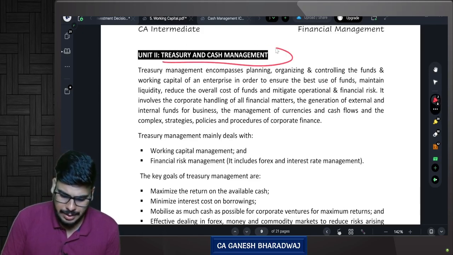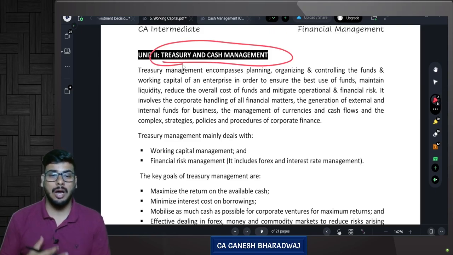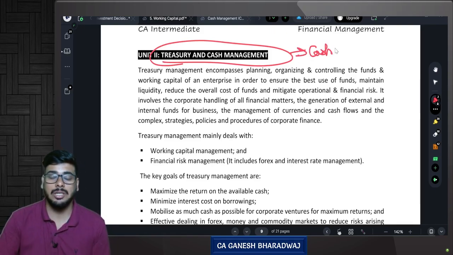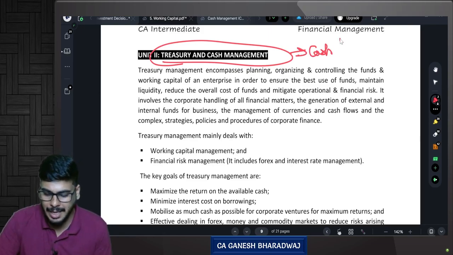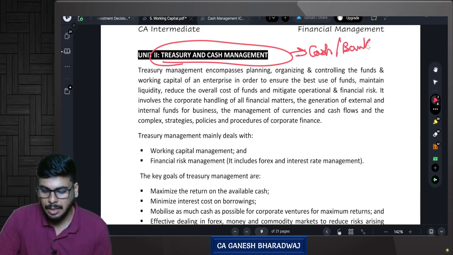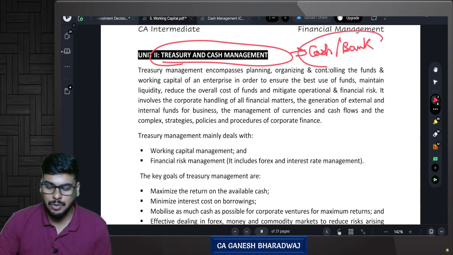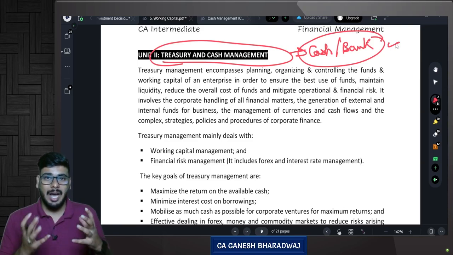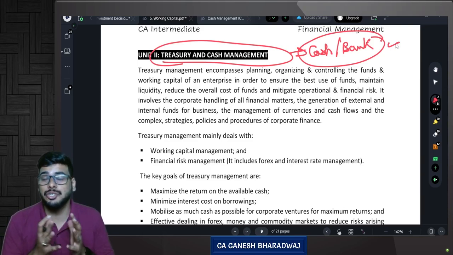Now, what does this area talk about? This talks about how well you're going to manage your cash. This exclusively talks about the cash component. By cash, I mean cash or bank. Clear? Fine. So this cash and bank is one of the items in your current assets. So we are just going to see how this cash and bank should get managed.